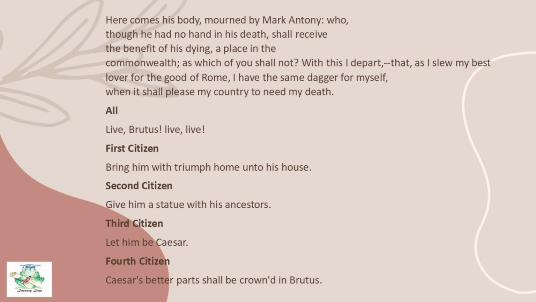So naturally, the citizens react to Brutus's words, and the citizens shout in support of Brutus, wishing for him to live and continue leading them. There is the first citizen who suggests that they should celebrate Brutus like a hero and bring him back to his house in a triumph, a victory procession. The second citizen proposes that Brutus should be honored with a statue just like other great men in his family. The third citizen suggests that Brutus should be made the new Caesar.